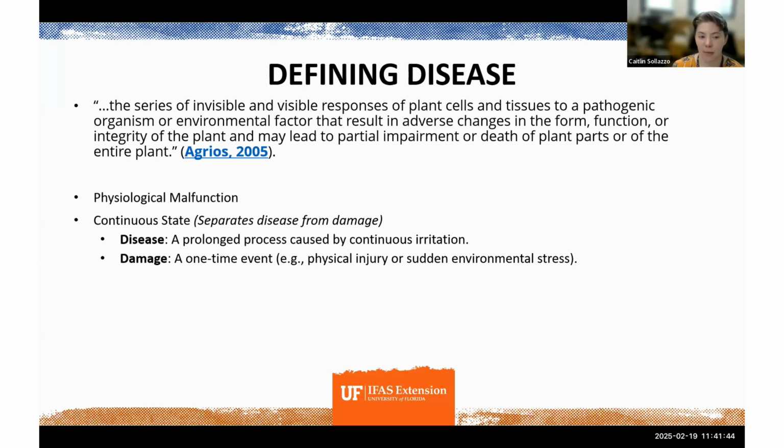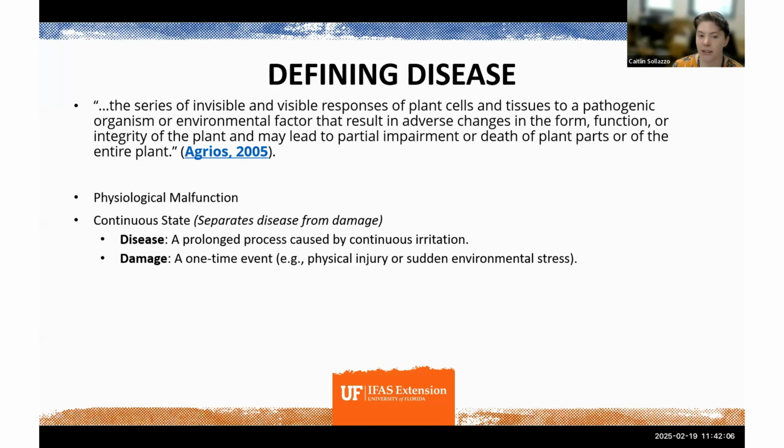Damage is a one-time event. So this is something that usually happens really quickly. So a freeze or a drought. But of course we get insect chewing or damage like that. There's that middle ground where, well, what if the drought lasts a couple of days? That's pretty continuous. So is that disease or damage? So there is some gray area.